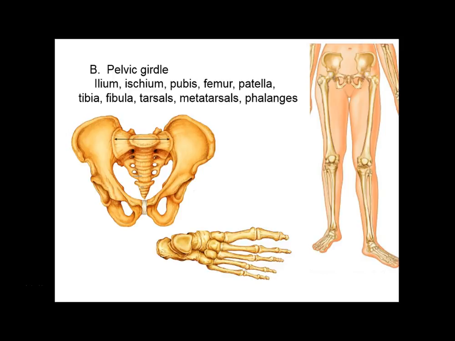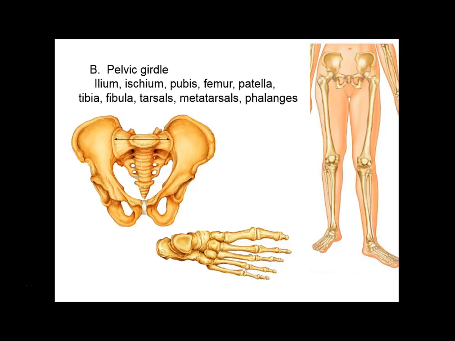The big thigh bone is the femur. The kneecaps are the patella, and even though they sit on top of the femur, they're actually attached to the lower bone, the tibia. The tibia is the big lower bone, and the fibula is the smaller bone. Then you have the ankles, which are tarsals, the sole of the foot, which are metatarsals, and the toes, which are phalanges. Let me go back up to the tibia and fibula.